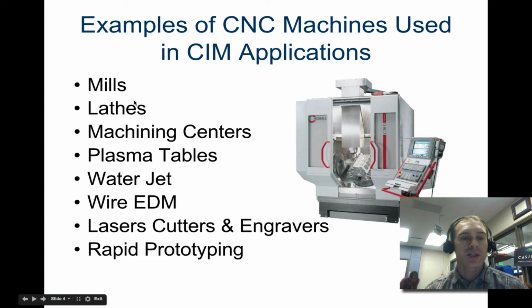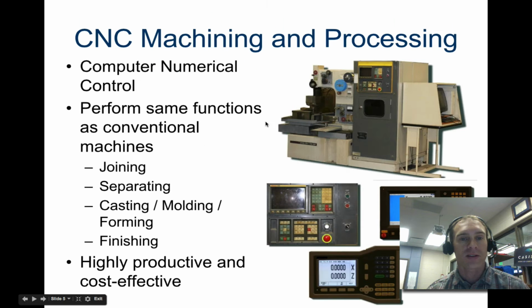So some common examples of CNC machines used. Mills, we have a milling machine. There's also lathes, CNC lathes, machining centers. Plasma tables would be really sweet. Water jet cutters, you saw a video of that before. Wire EDMs, laser cutting and engravers, that's what we are looking at getting, or maybe already have now, and we do have some rapid prototypers. So these all use computer numerical control, and they all use G and M code, which you're going to learn how to code yourself in the next lesson.